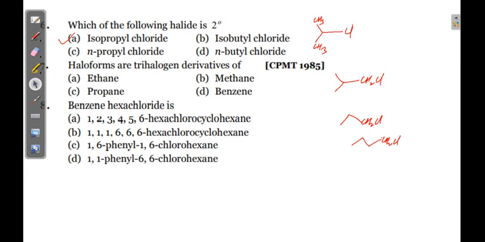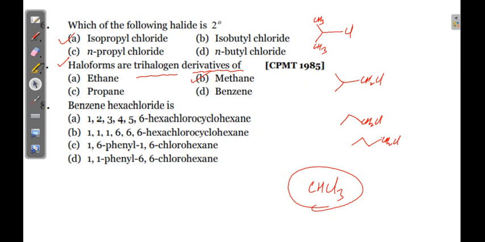Then 7th question. Haloforms are trihalogen derivatives of which compound? Haloform means CHCl3 is chloroform. If you remember any one example, iodoform or chloroform, it will be easy for you. So methane derivatives, trihalogen methane, are also known as haloforms. So answer is B, 7th.